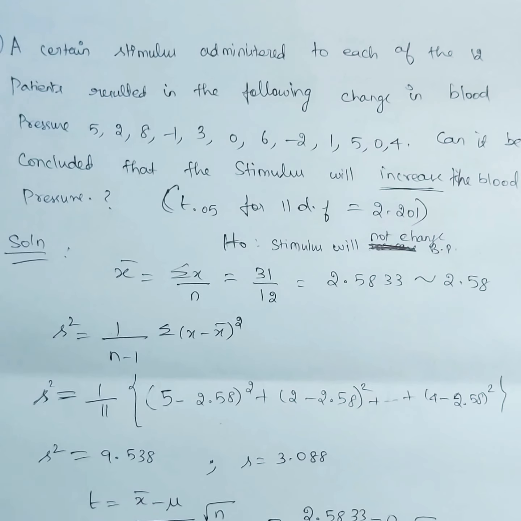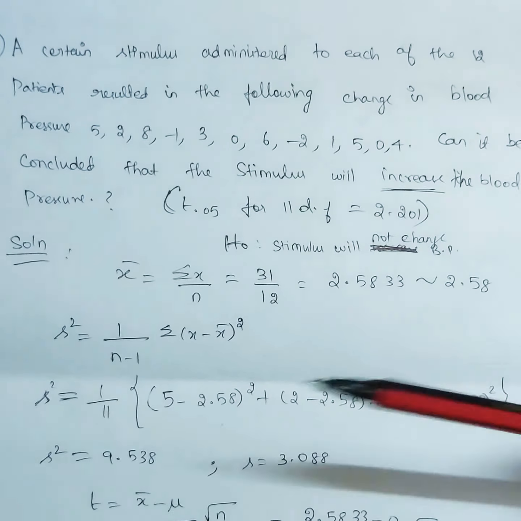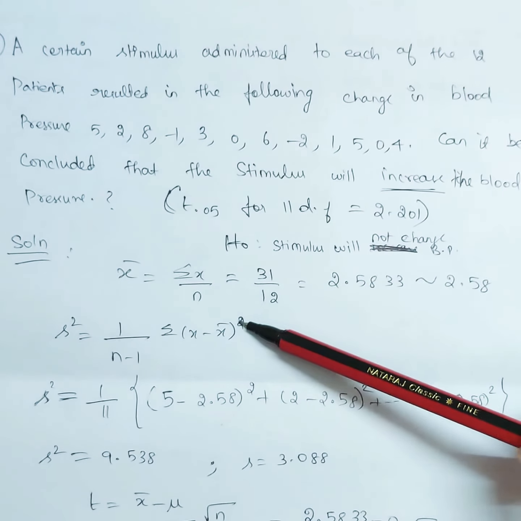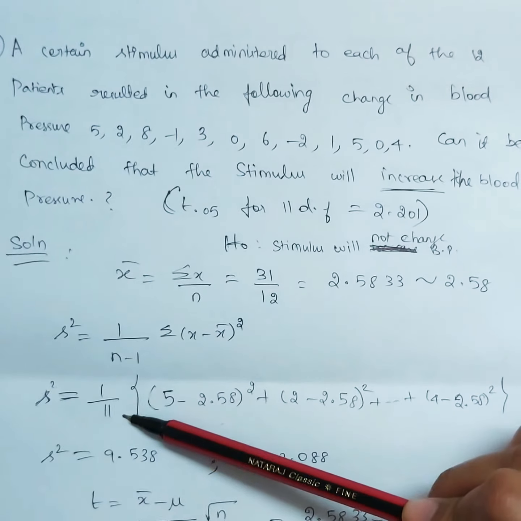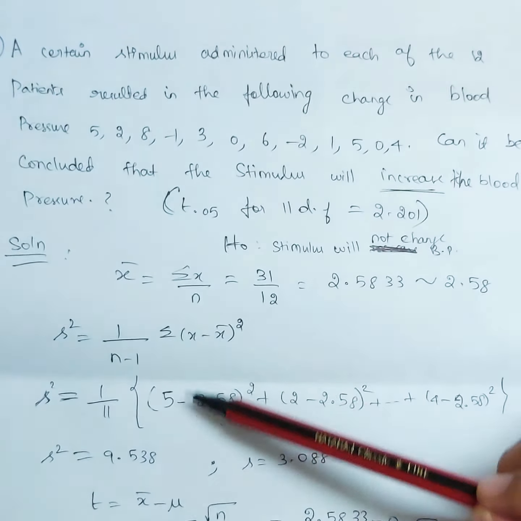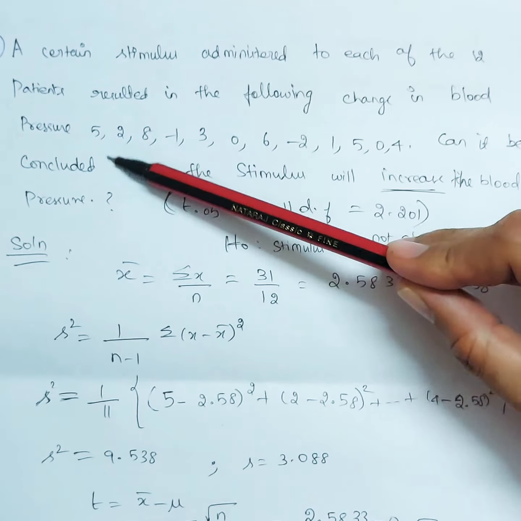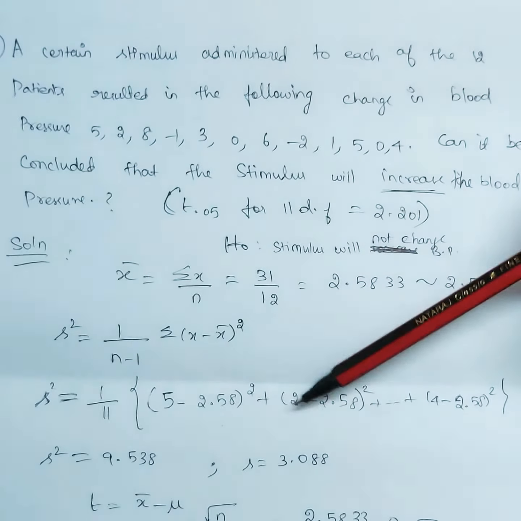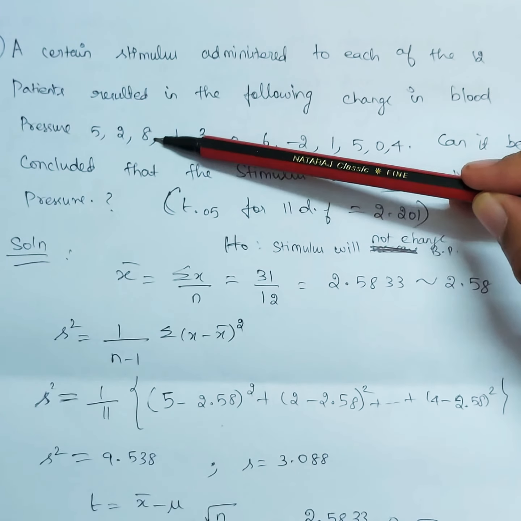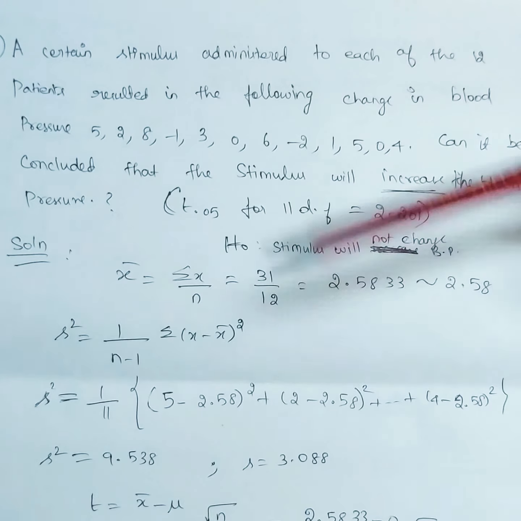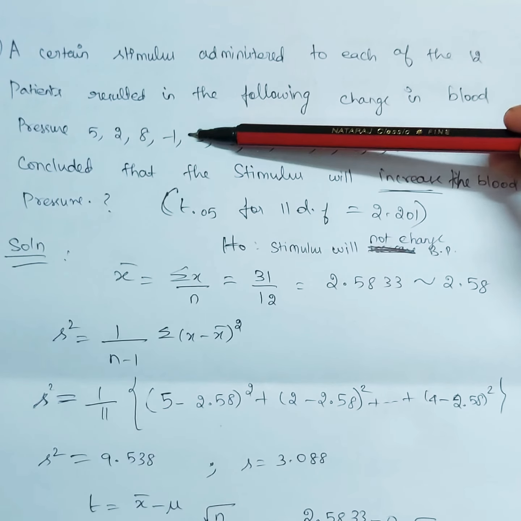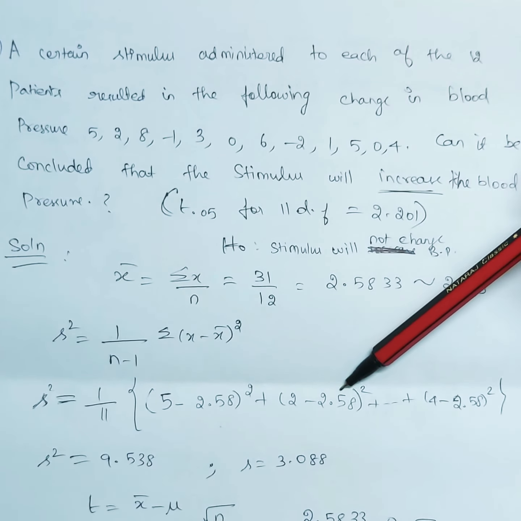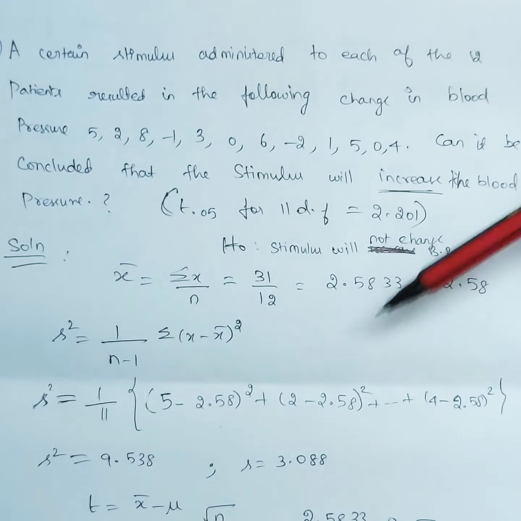Now what next? We have to find s, then only we can substitute. Same as the previous problem. So s square is equal to 1 by n minus 1 into summation of x minus x bar the whole square. So 1 by n minus 1, that is 12 minus 1 is 11. So x minus x bar, what is the first value? 5 minus this value, 2.58 the whole square, plus 2 minus 2.58 the whole square, plus 8 minus 2.58 the whole square, plus minus 1 minus 2.58 the whole square. When both are minus, what will you do? We will add. When it is opposite sign, we will subtract. And when you square it, all the values will become positive.